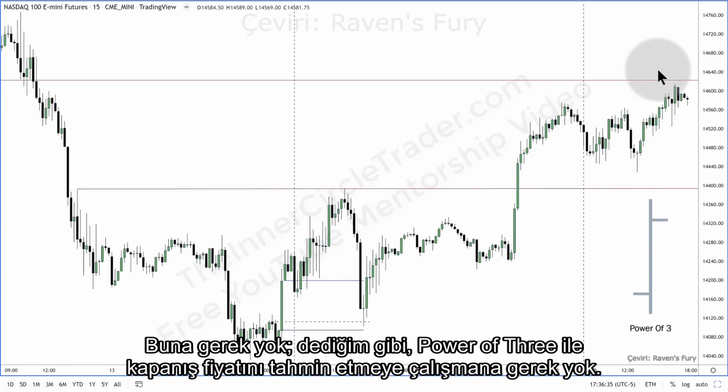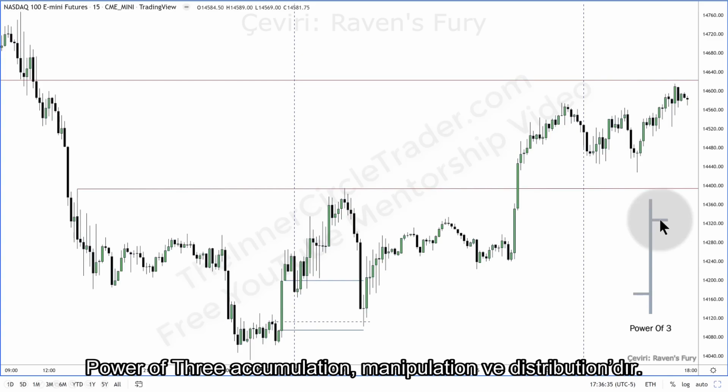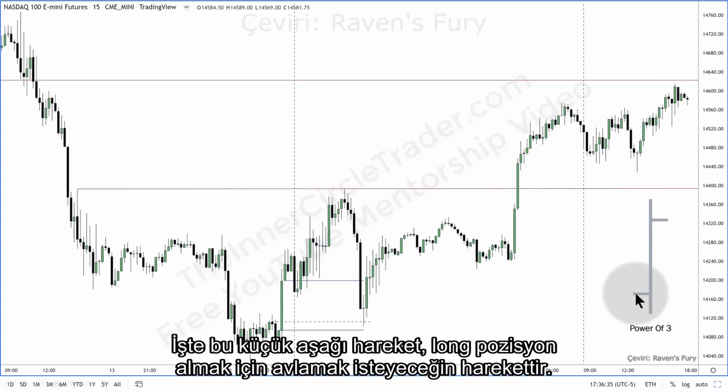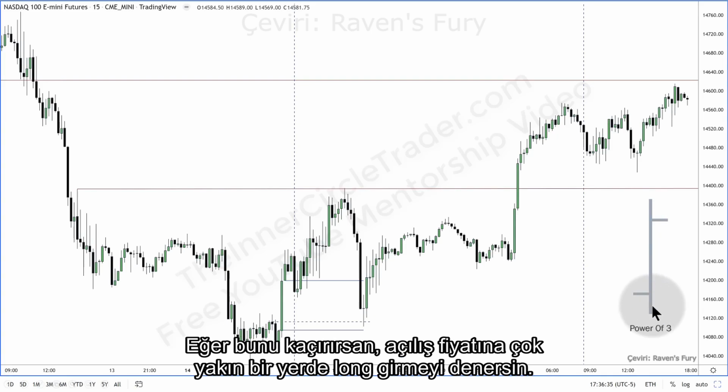You don't need to try to predict the closing price with Power of Three, which is accumulation, manipulation, distribution. So in other words, if you're bullish, it opens where you think it's going to trade higher. It's going to be most likely a small little move lower. That's the move you want to try to go in and hunt along.